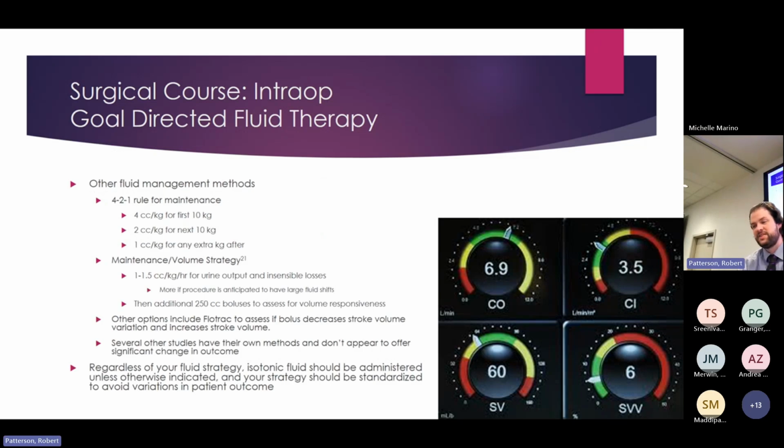Other fluid management methods that I found: one, there's the 4-2-1 rule that most of us know. One study suggested a maintenance volume strategy. Give 1 to 1.5 cc's per kilogram per hour for urine output and insensible losses. And if there's going to be large fluid shifts in the surgery, you can consider more. And then from there, do additional 250 cc boluses to assess the volume responsiveness.